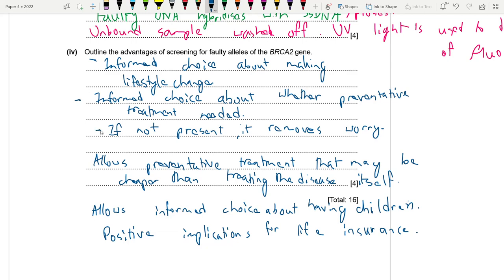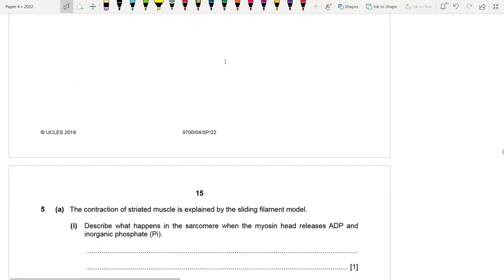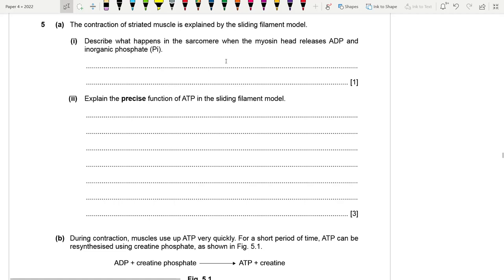So I've written about 6 points. So any 4 from these, right? Really important question, so remember to learn this. Moving on to question 5. The contraction of striated muscle is explained by the sliding filament model. Describe what happens in the sarcomere when the myosin head releases ADP and inorganic phosphate.